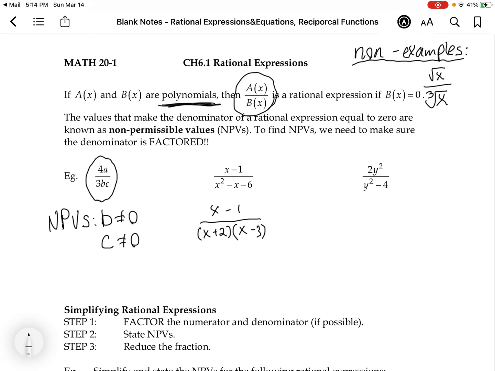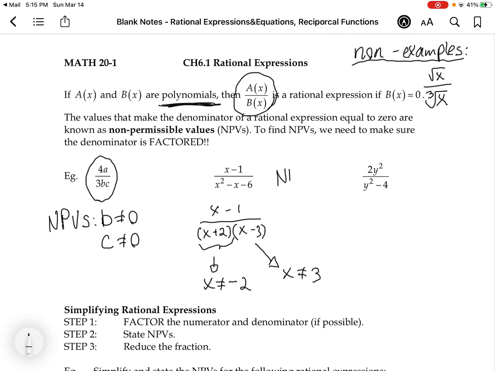What values of x would make either one of those equal to 0? Well, if x was -2, then -2 plus 2 would be 0, and then the entire denominator would be 0. So from this factor, x cannot equal -2. And from this factor, x minus 3 can't equal 0, because if this factor equaled 0, again, the whole denominator would be 0. So what value of x would make x minus 3 0? That would be 3. 3 minus 3 is 0. So x cannot equal 3. And those are the non-permissible values.